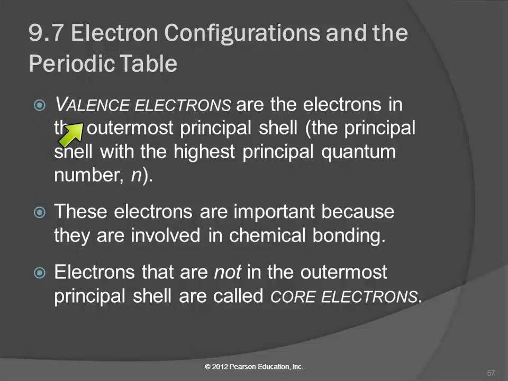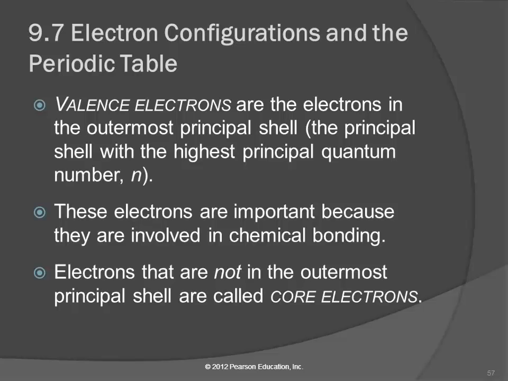Here's a term that we need to be familiar with, valence electrons. We need to understand what that means. The valence electrons are those in the outermost principal shell. We talked about the principal shell being n equals 1, n equals 2, n equals 3. Whichever the highest one is that has electrons in it, those are the valence electrons. These electrons are really important because those are the ones that are more on the outside of the atom, and those are the ones that are involved in bonding and forming ions and interacting with other things. So those are really important.